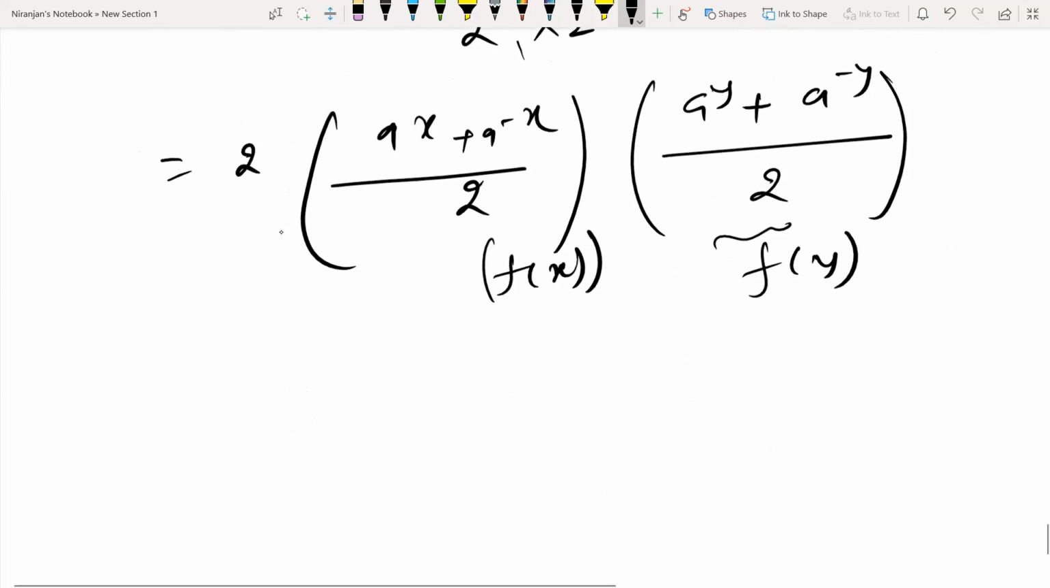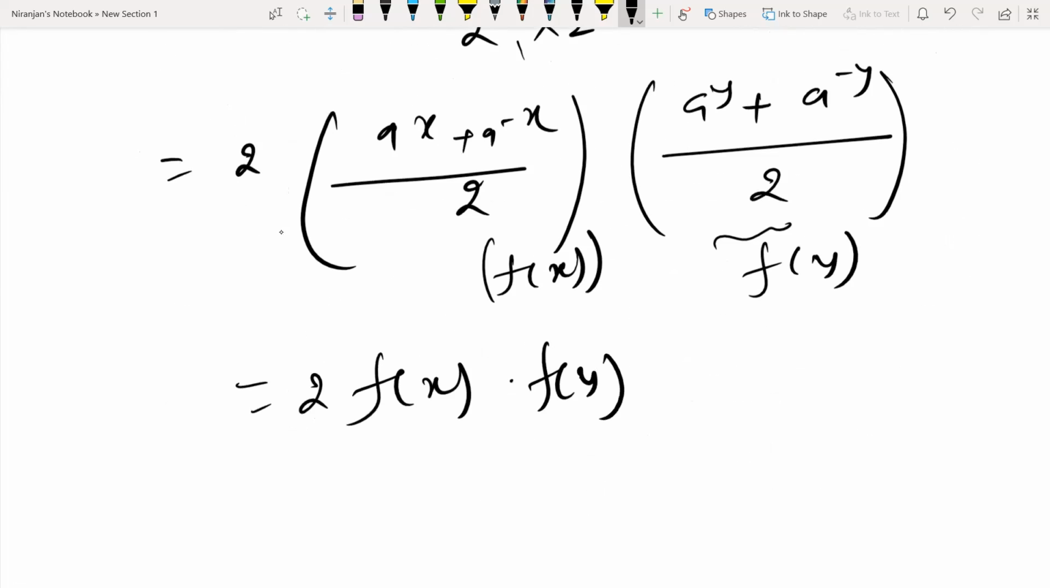So that's what I think Jarna got. She got 2 into f of x into f of y. And the expression that you started with was f of x plus y plus f of x minus y.